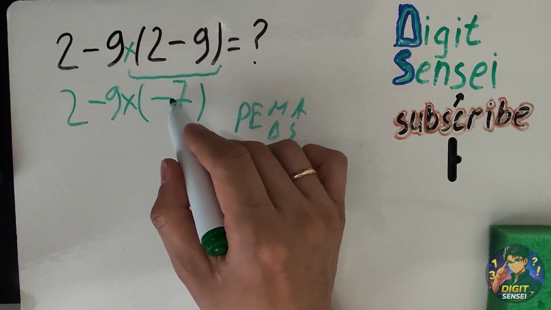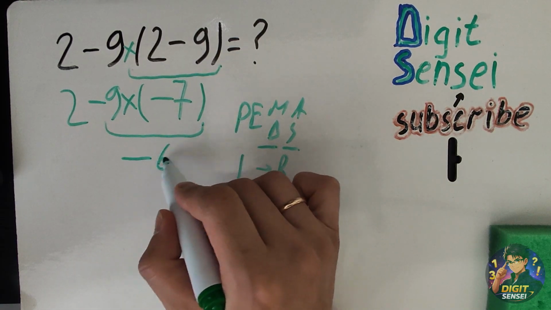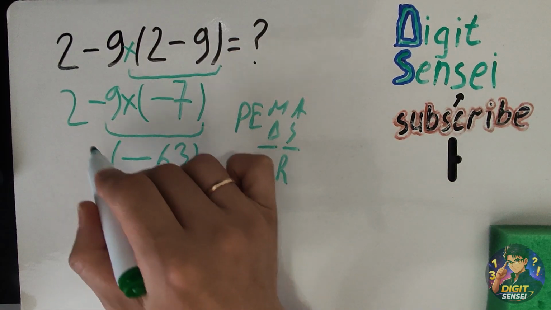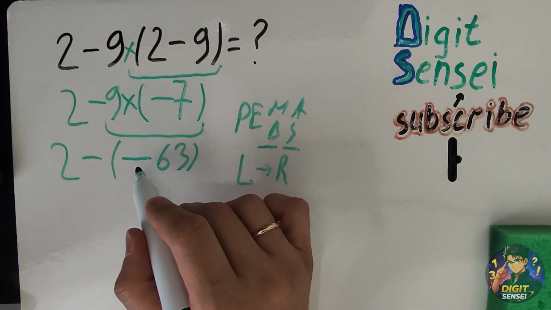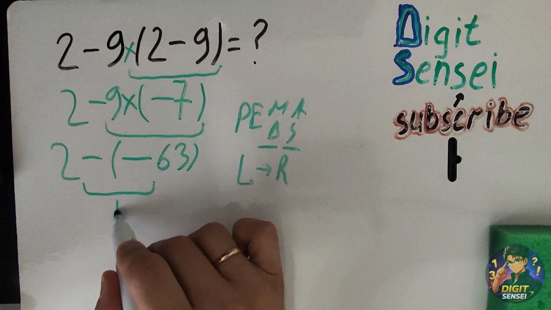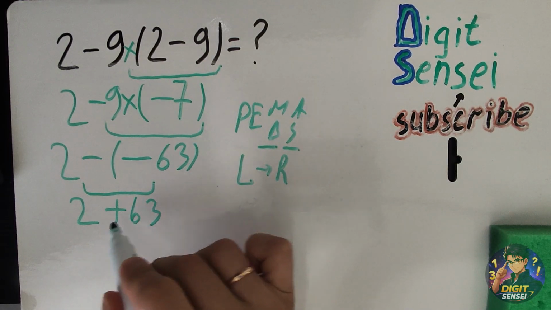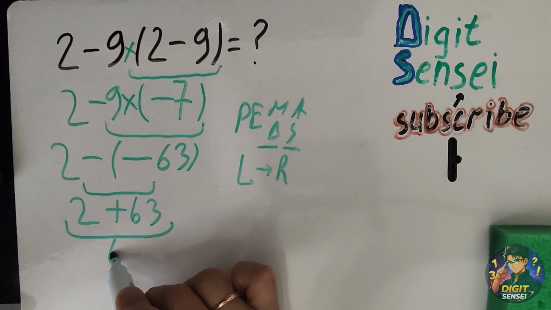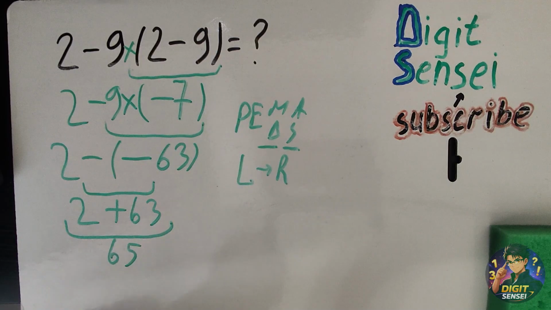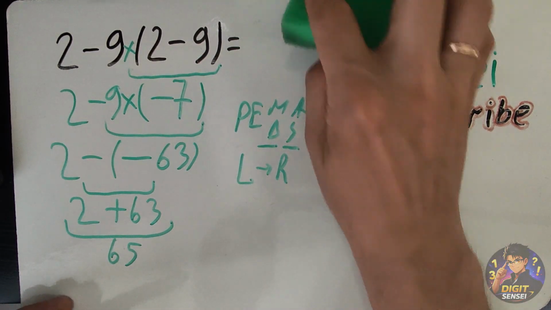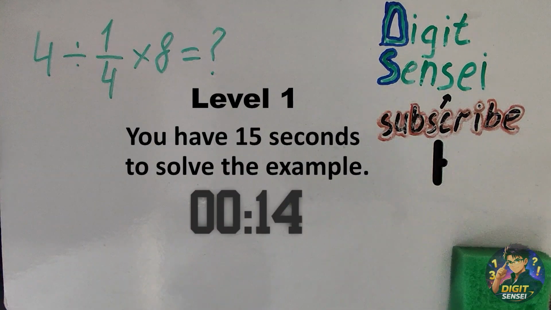9 times negative 7 gives us negative 63. So we have 2 minus negative 63. Now, negative times negative gives us positive. So we have 2 plus 63, which equals 65. And this is our final answer to this problem. The correct answer is 65.